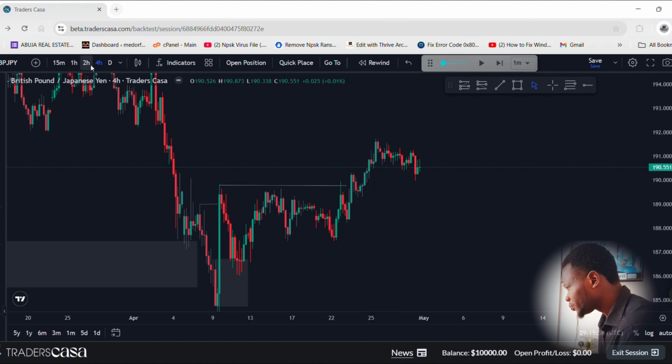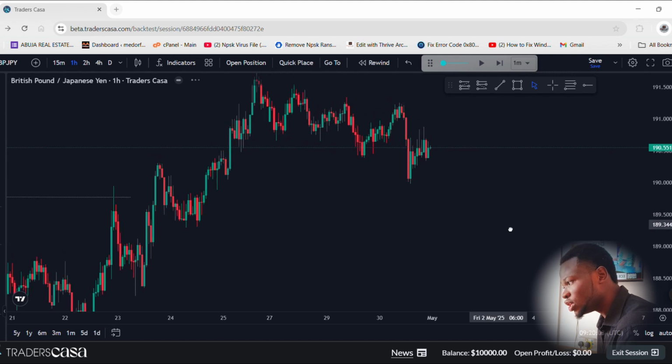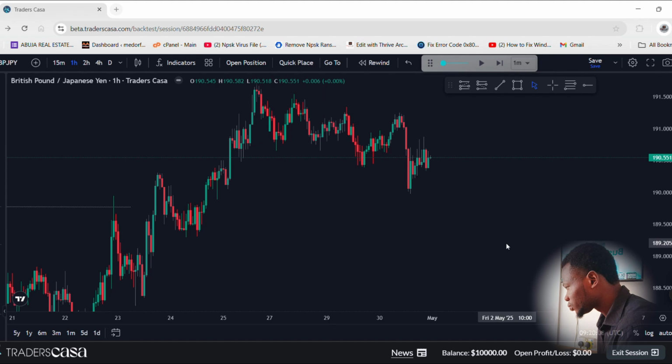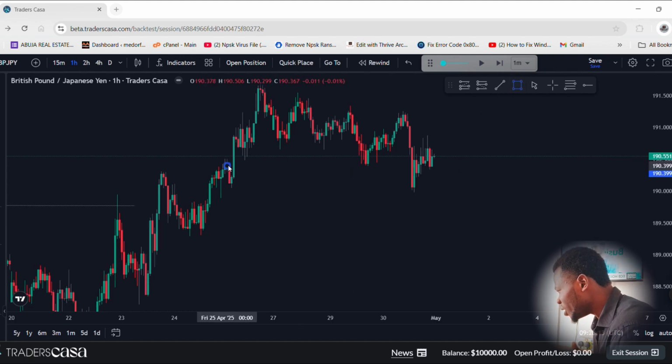So let's go down to the 1 hour time frame. On the 1 hour time frame, remember we have spotted that price is currently in a bullish trend. So right now we are looking to follow the market trend. So here, look at this, guys. We have this first zone here.